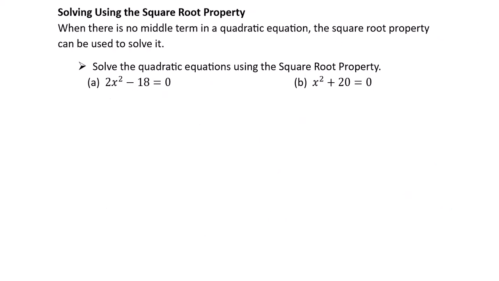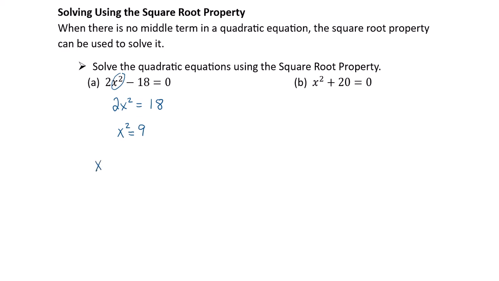Now let's look at solving using the square root property. When there's no middle term in a quadratic equation, the square root property can be used to solve it. Let's solve the quadratic equations using the square root property. What we do is we try to isolate the squared thing. Right here is my x squared, so I'm going to work at trying to isolate that x squared. Dividing both sides by 2, I get x squared equals 9. And then I can take the square root of both sides.